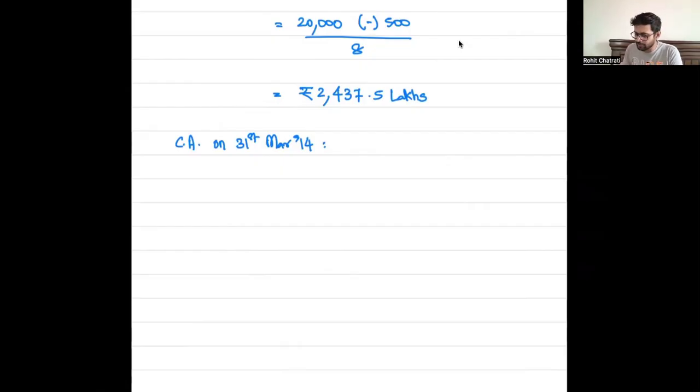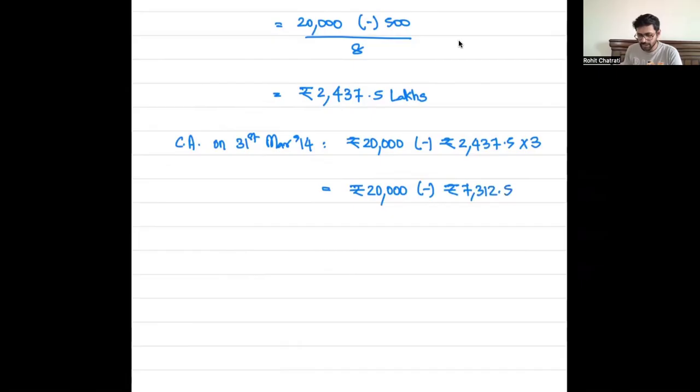Carrying amount of the asset on 31st of March 2014, we purchased it on first April 2011. The carrying amount on 31st of March 2014 will be equal to rupees 20,000 lakhs less depreciation for 3 years. All right, so I'm multiplying the depreciation per annum by 3 years, which in this case comes out to 20,000 less 7,312.5. All right, so the final carrying amount turns out to be 12,687.5 lakhs. This is the value of the asset in my books of accounts as at date.